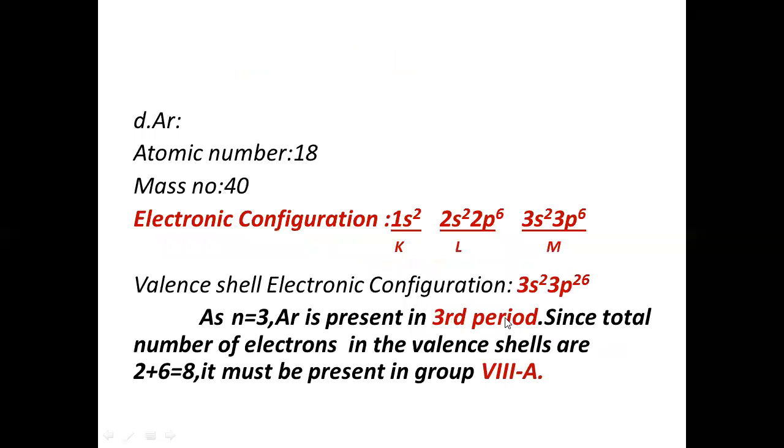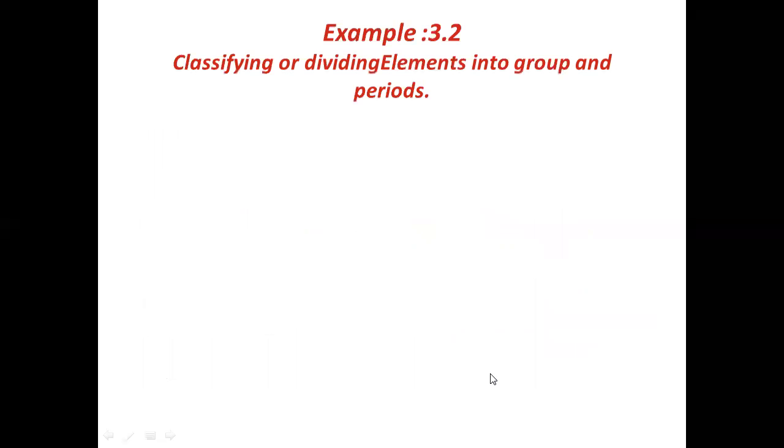Argon, atomic number 18, 1s2, 2s2, 2p6, 3s2, 3p6. The valence shell configuration is 3s2, 3p6. The 2 shown here is by mistake, so don't consider it. The n value is 3 and it is present in the third period. The total number of electrons is 2 plus 6 equal to 8. It means that it must be present in group 8A of the periodic table.